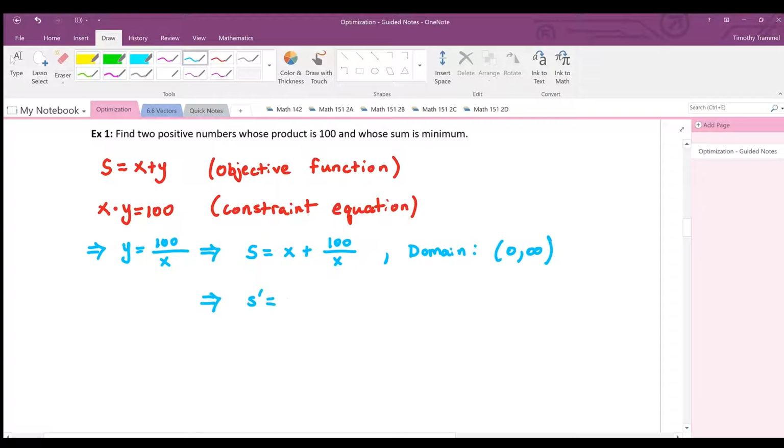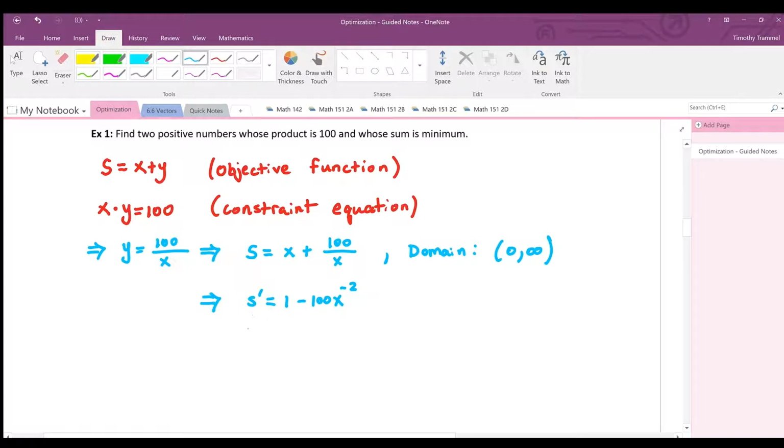All right, so the derivative of x is 1. And then here, you really have x to the minus 1. So this is going to become minus 100 x to the negative 2 using the power rule. And before we move on, we want to find the critical points. Those are what we're going to plug into the second derivative.